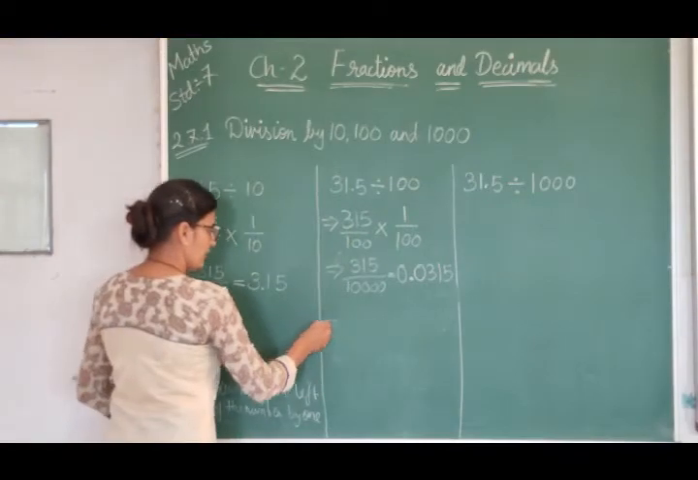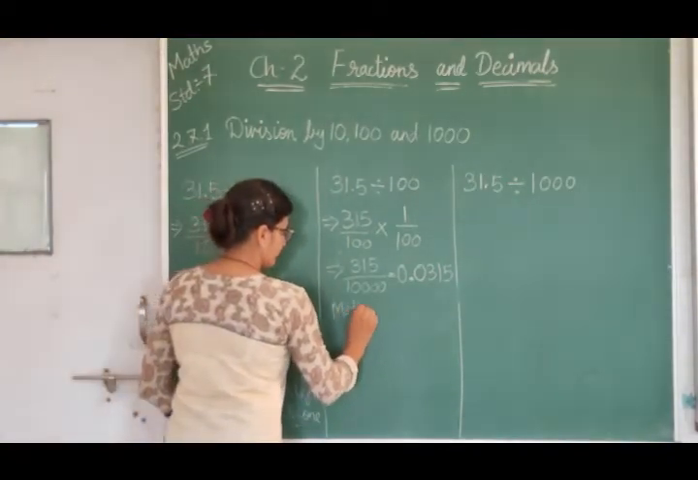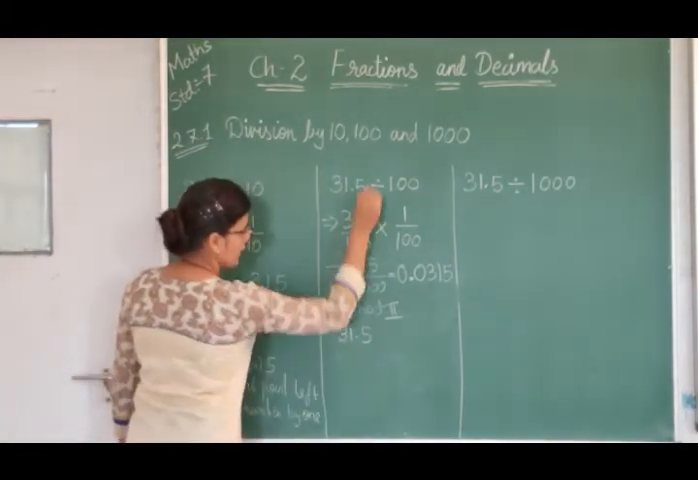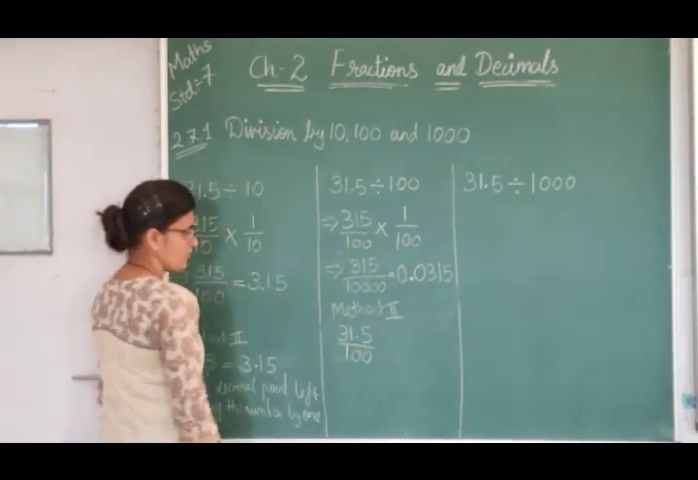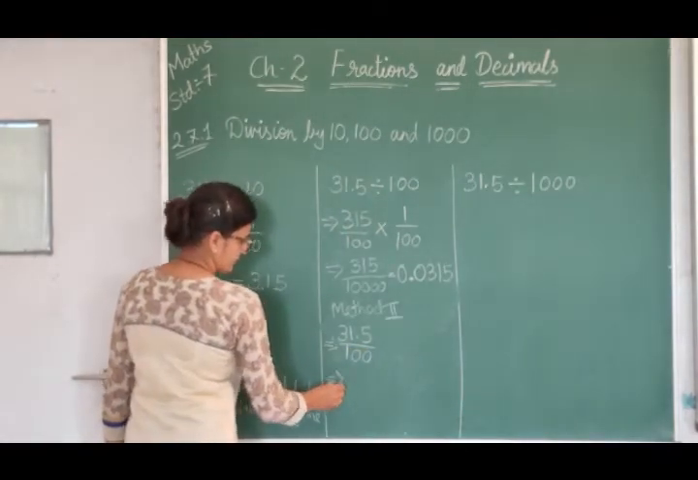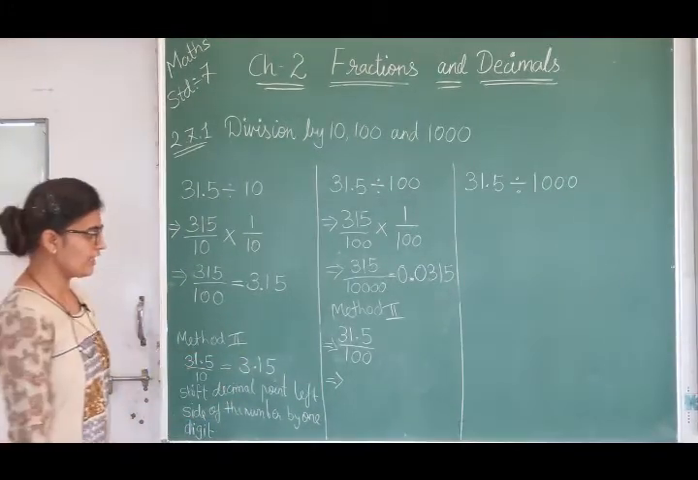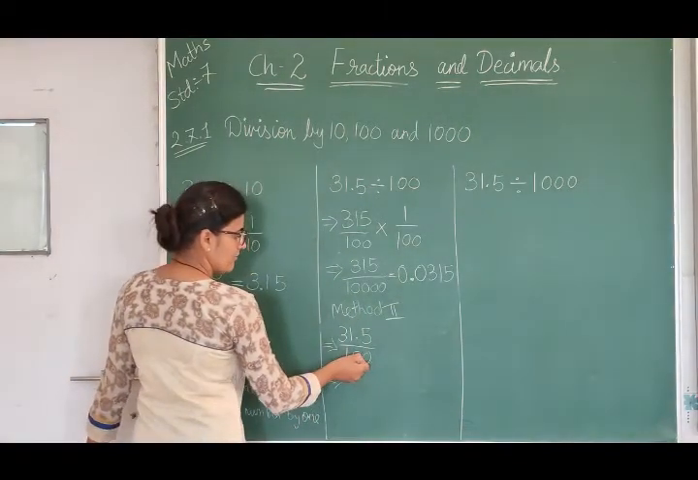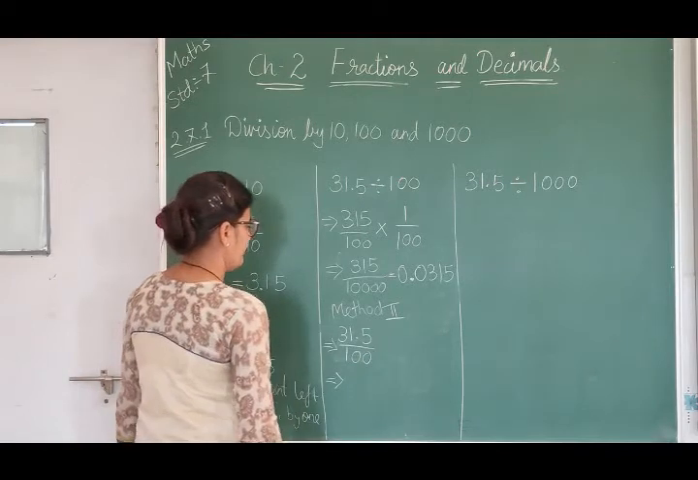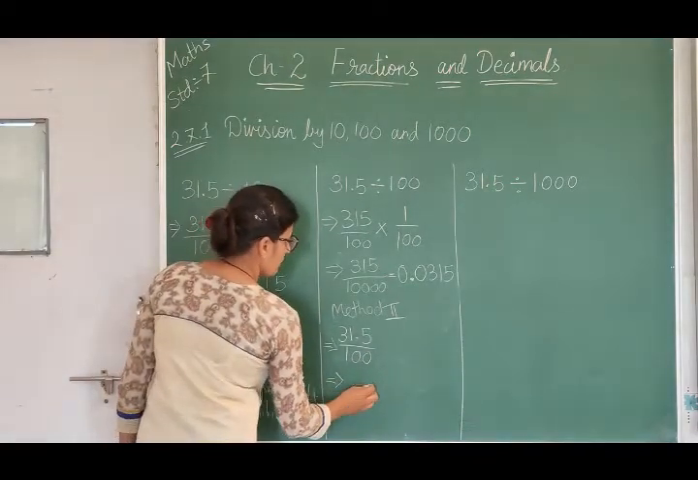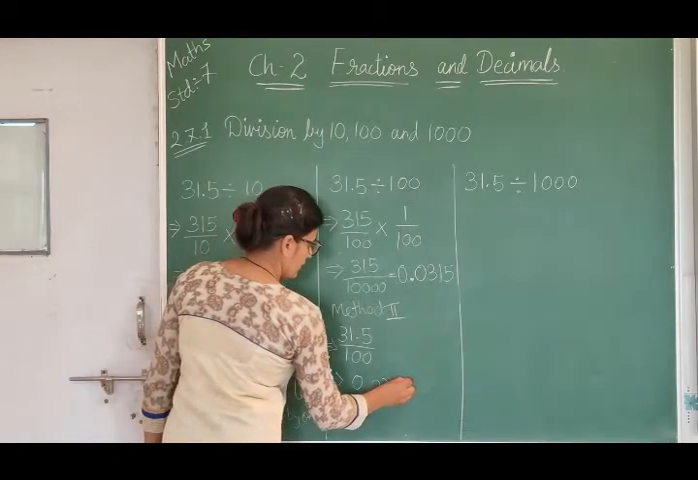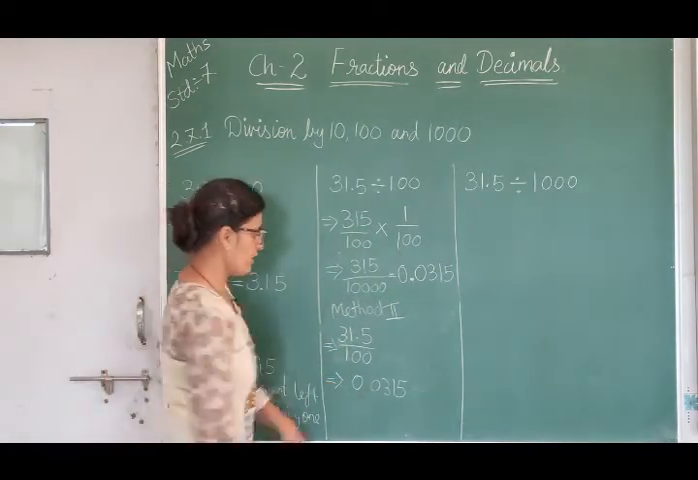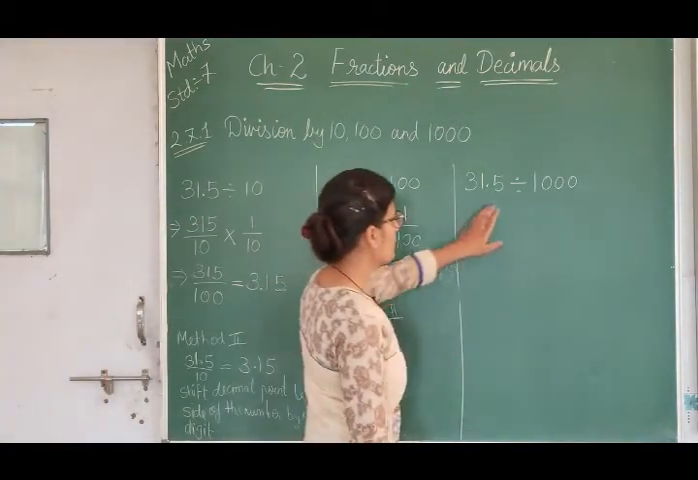By method 2, how can it be written? 31.5 divided by 100. So what can it be written as? What we have to do? Shift to the left hand side. Means we have to shift this point to the left side, by 2 more digits. So it will be equal to 0.315. Okay, 1, 2 we have shifted and 0.315.